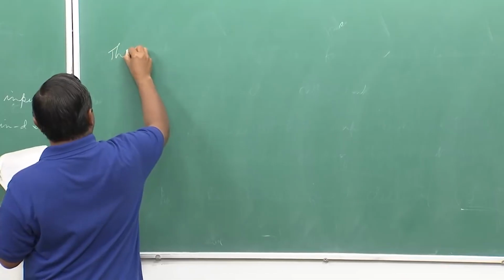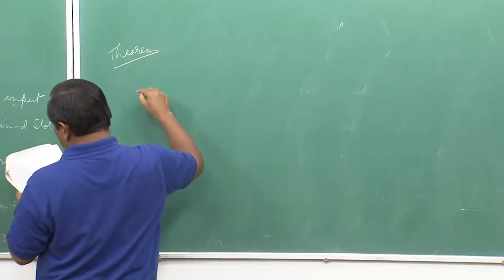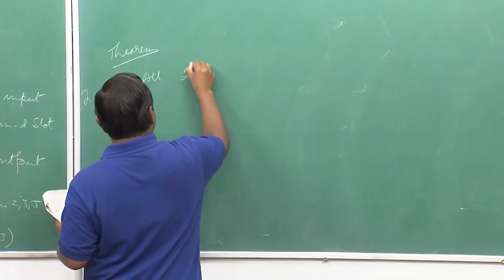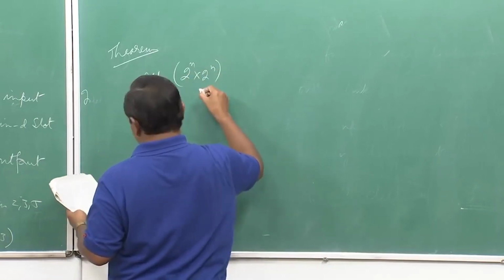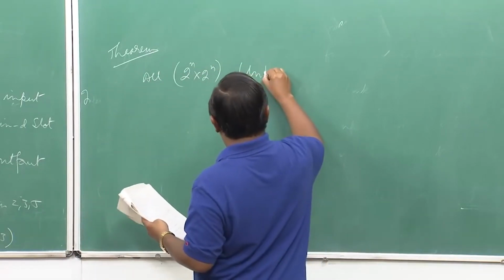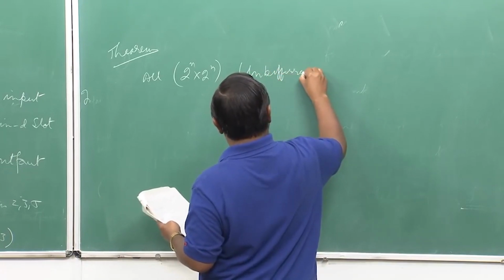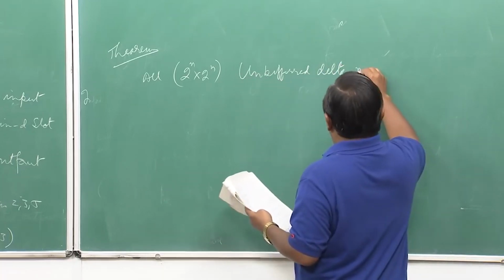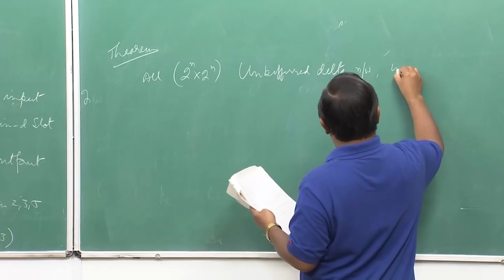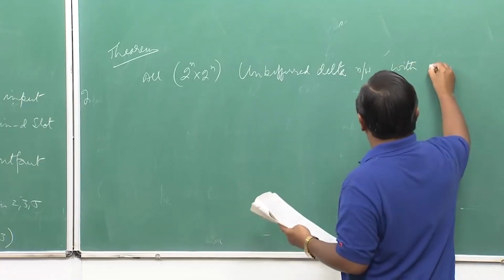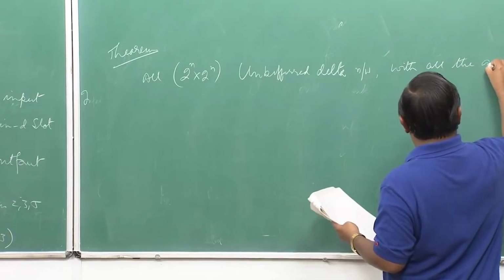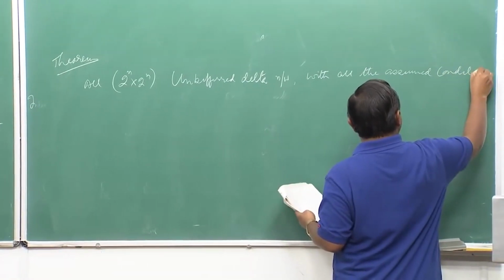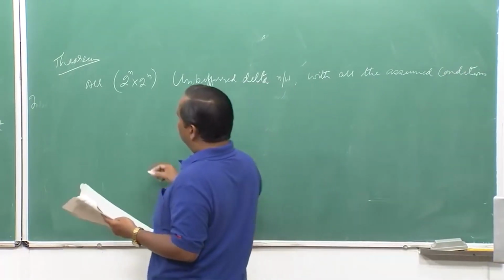Since the second one I am talking about, you can call it theorem 2. So, it says that all 2 raised power n by 2 raised power n networks, now this is for unbuffered deltas, with all the conditions which we have assumed, will have the same throughput.